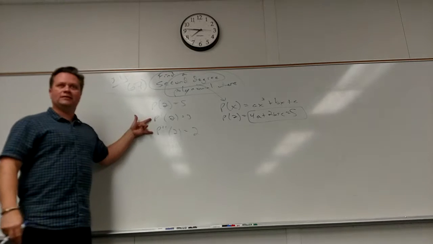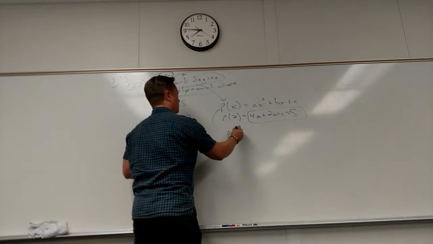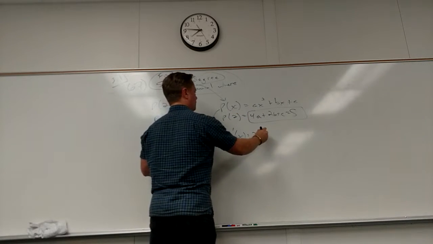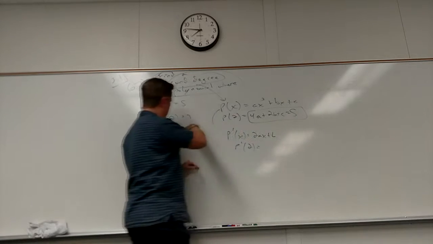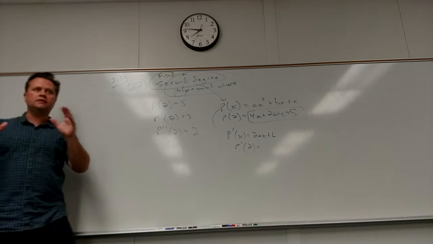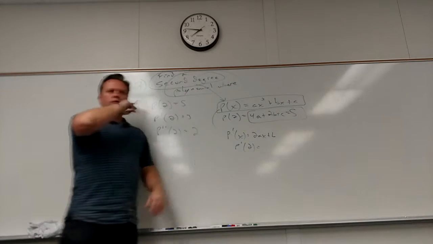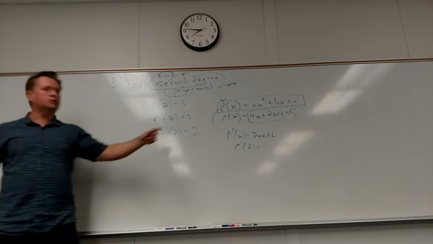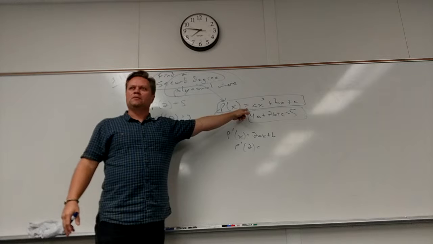I have 2 more things they told me. What's P prime of X? 2ax plus b. And then P prime of 2, you put a 2 in. It's supposed to equal 3. Yeah, keep going. Use all the information. The key step that's really easy to miss is writing this for yourself. That's the answer. I just wrote the answer. I just got to figure out what A, B, and C are, but there's the answer.